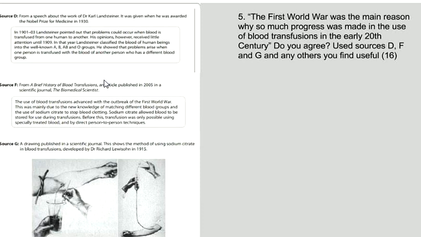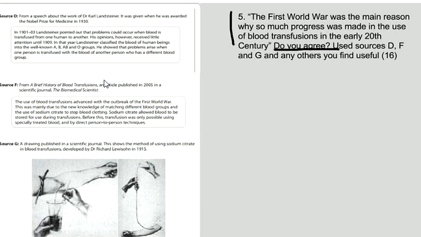Question 5 will always be 16 points and will always be, here's a statement, do you agree with it? And the statement will be the main drive of the exam paper, so always do question 5 last when you've done the thinking about all of the sources and got to know each of the sources. So in this paper, it's: the First World War was the main reason why so much progress was made in the use of blood transfusions in the early 20th century.